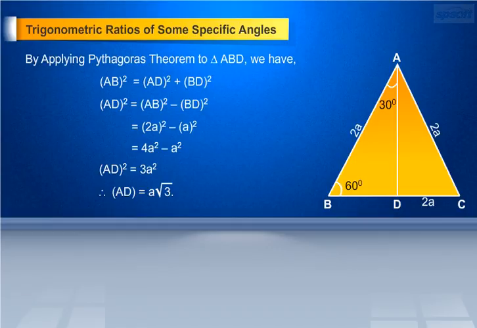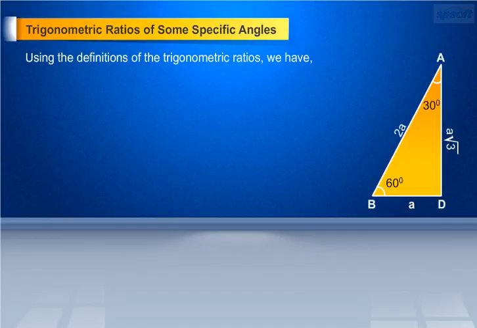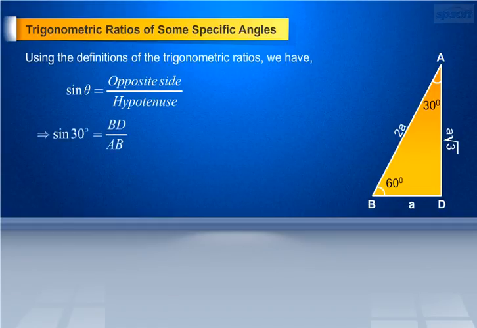let's now find the trigonometric ratios of angle 30 degrees. Using the definitions of the trigonometric ratios, we have sin theta equals opposite side by hypotenuse. This implies that sin 30 degrees equals BD by AB, since BD equals a, and AB equals 2a. This is equal to a by 2a. This is equal to 1 by 2. Therefore, sin 30 degrees equals 1 by 2.